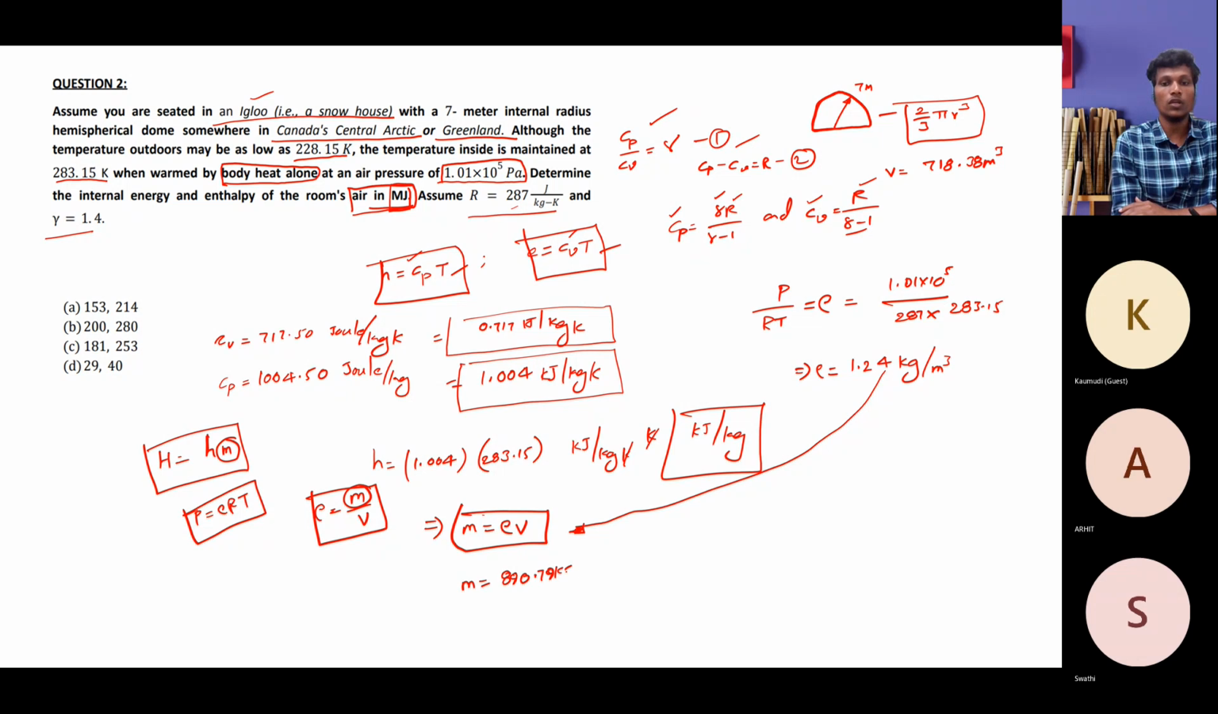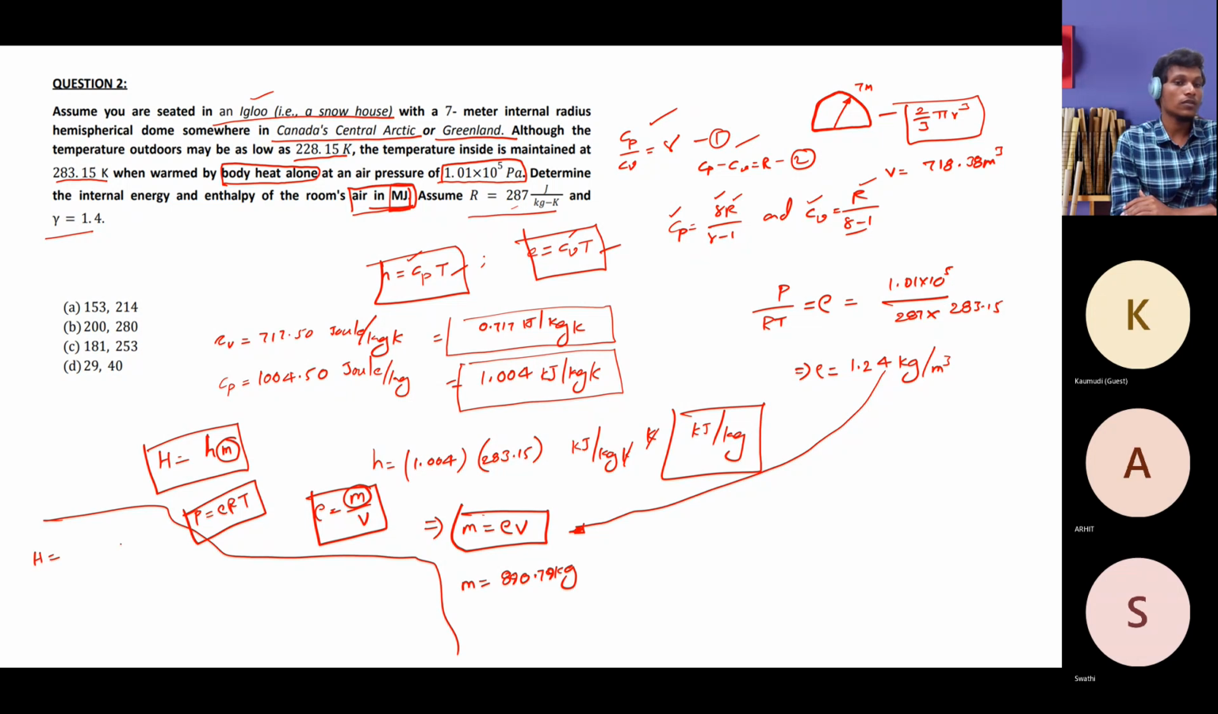Once you substitute this volume here, then you will get the total mass equals 890.79 kg, because you already have the density here. So if you get those two, the idea is we already have the h per kg. Small h, that is the property, the total energy per kg. So just multiply this total mass, you will get capital H, that is the total enthalpy.